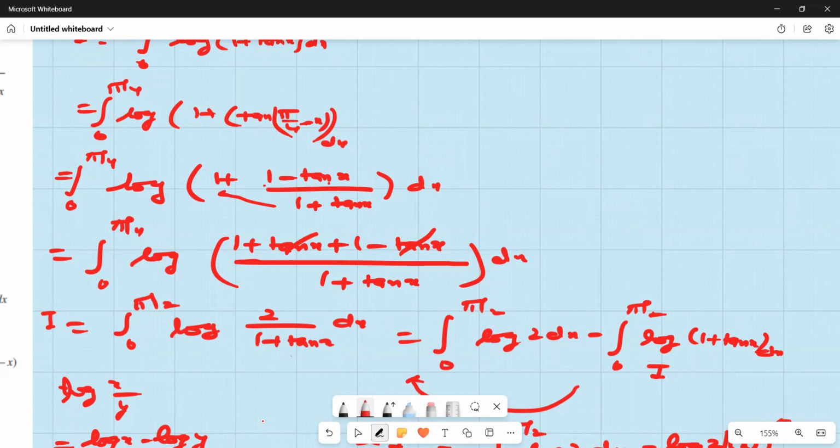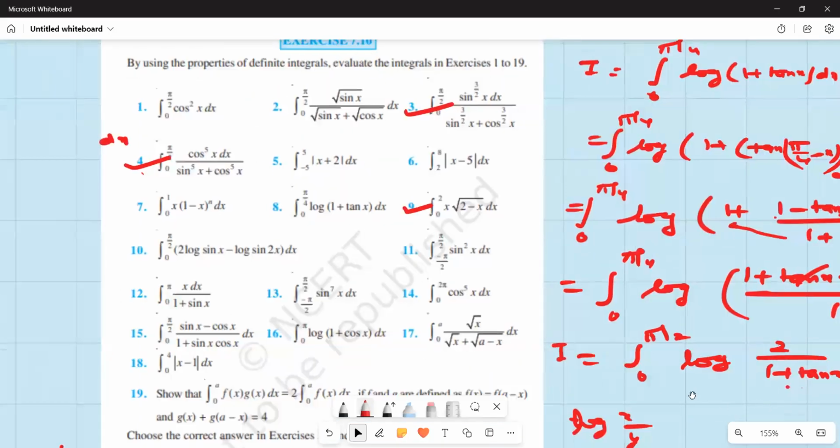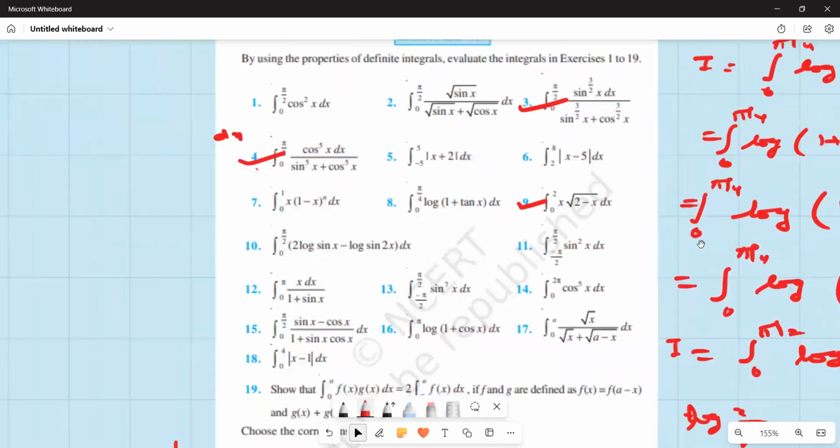Use the formula log x by y as log x minus log y. So this minus this: log 2 minus log of 1 plus tan x, which is the original question that we have taken as I. So I plus I will become 2I, which is equal to log 2. Log 2 is constant, the integration of one is x. X limit, if you put pi by 4, so log 2 times pi by 4. 2 will come to this side, so pi by 8 log 2. This is the answer of this question. Clear? Question 9, you will try by yourself.